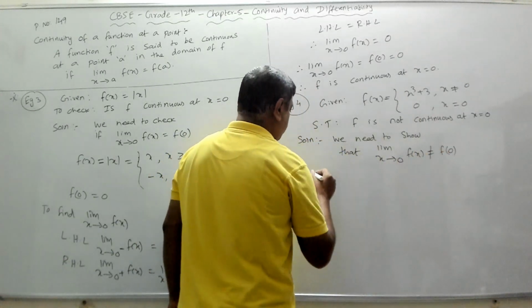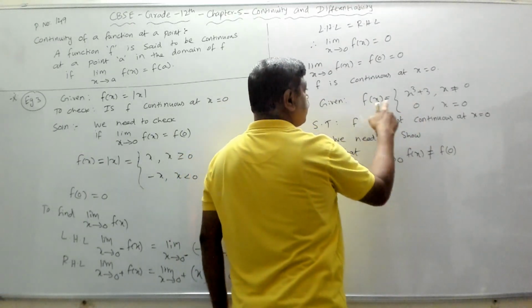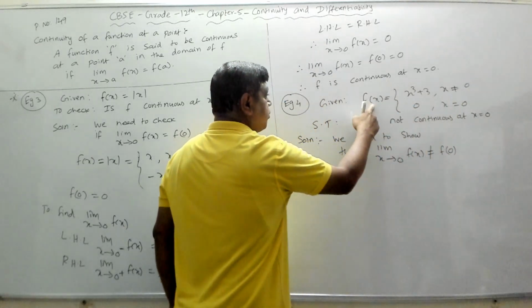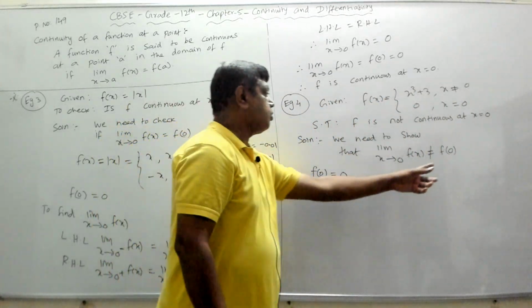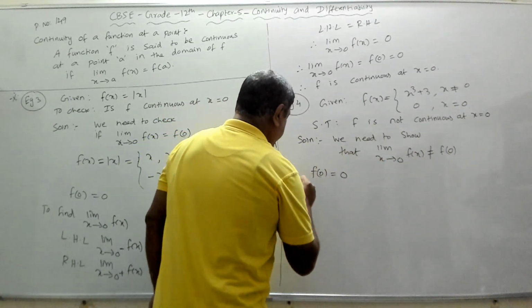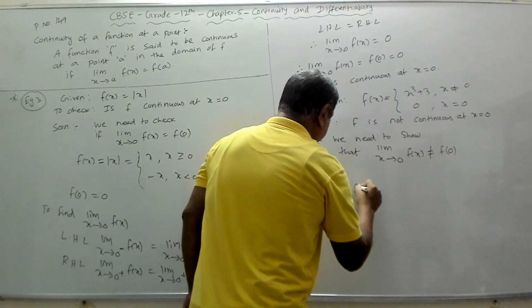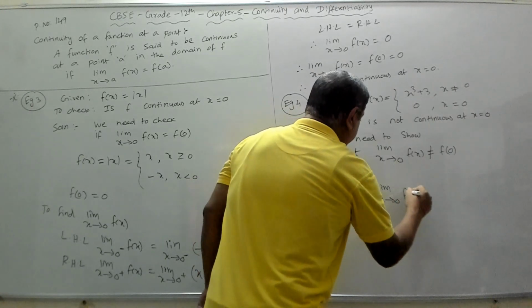Now let's find what is f of 0. What is f of 0? When x is 0, what is f of x? f of x is 0. So whenever your x is 0, your f of x is 0, which means your f of 0 is 0. So we have found f of 0. Now let's find limit x goes to 0, f of x.